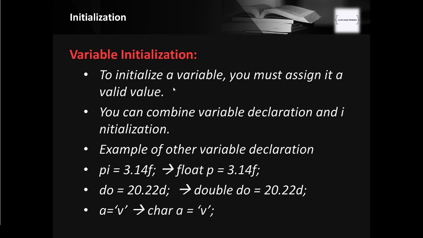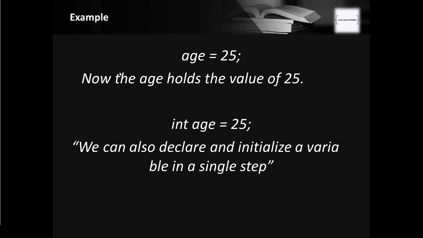Now we are moving to the next one, initializing variables. To give age a value we initialize it. This means we assign a value to the variable like this. Here you can see now age holds a value of 25. But there is no data type here. And the next one, int age = 25. We can also declare and initialize a variable in a single step. This is the second example, and it is a more concise way to do the same thing.